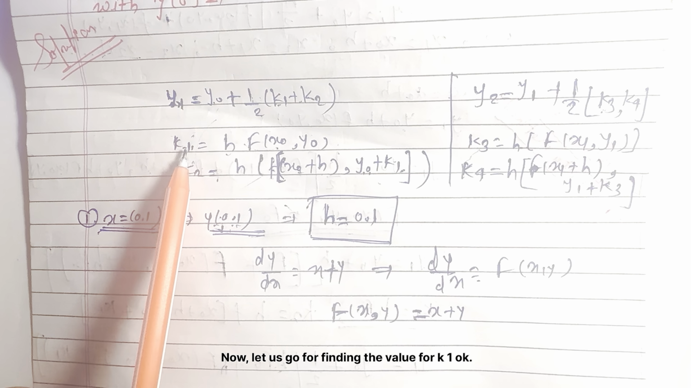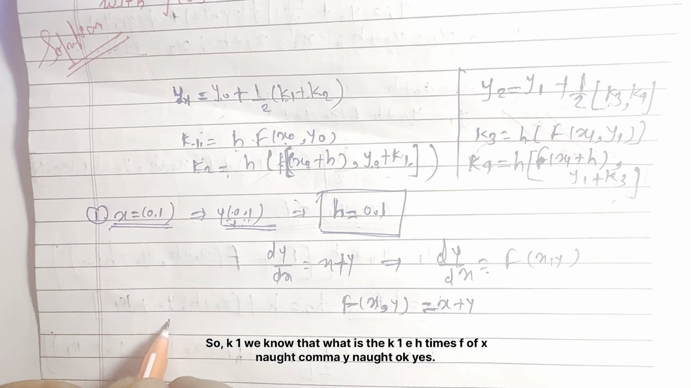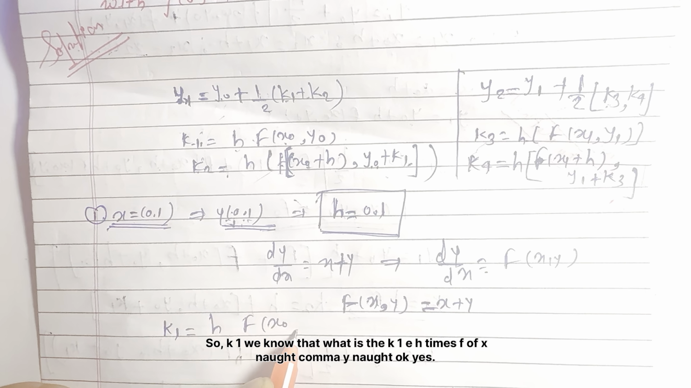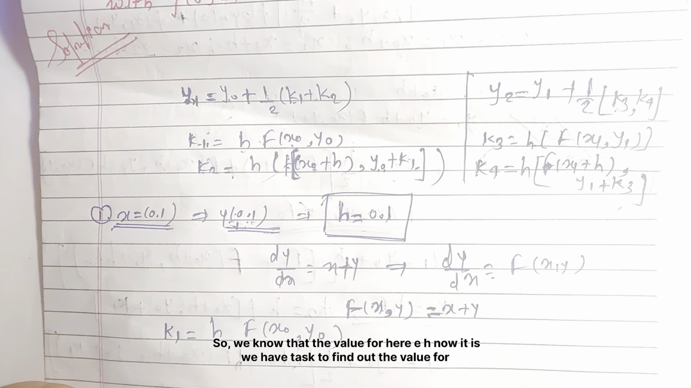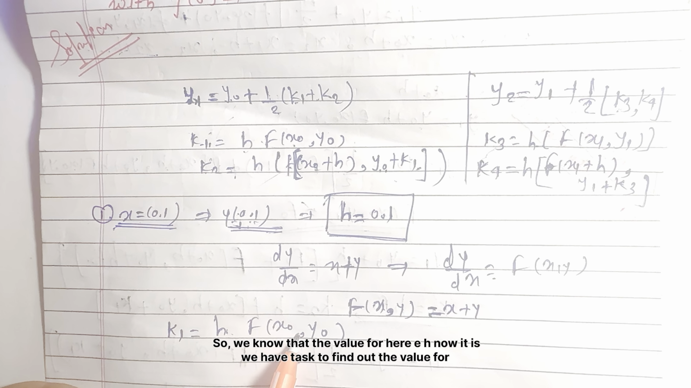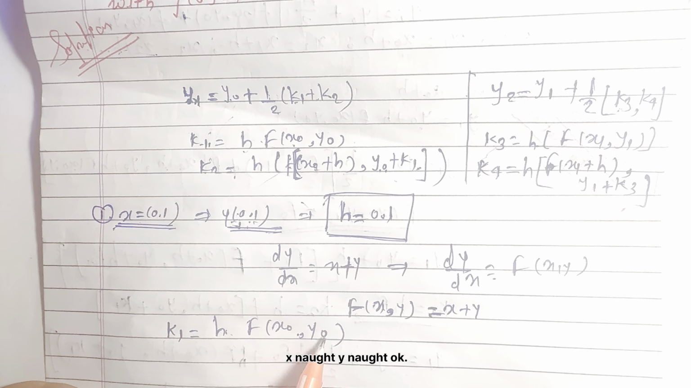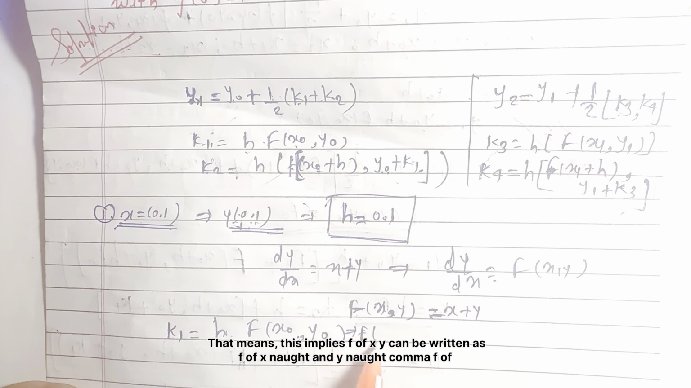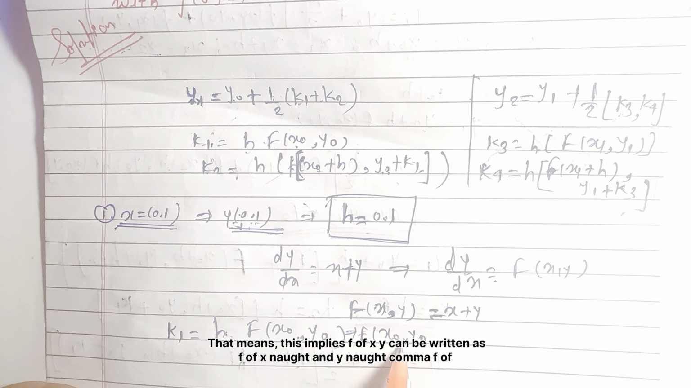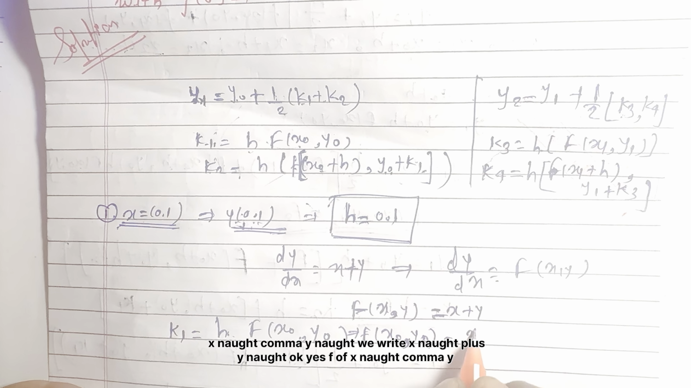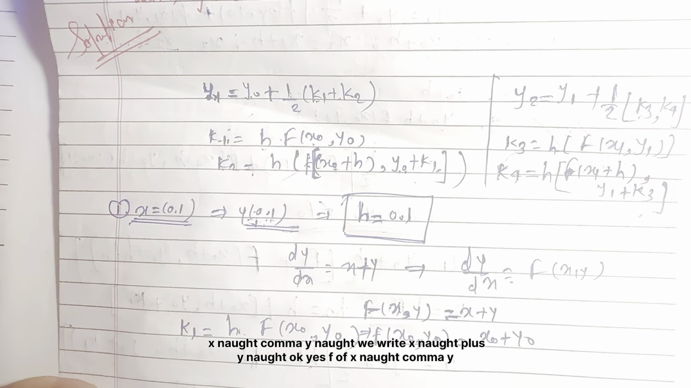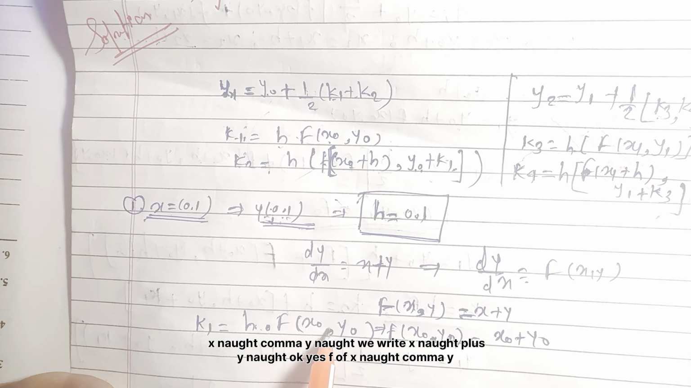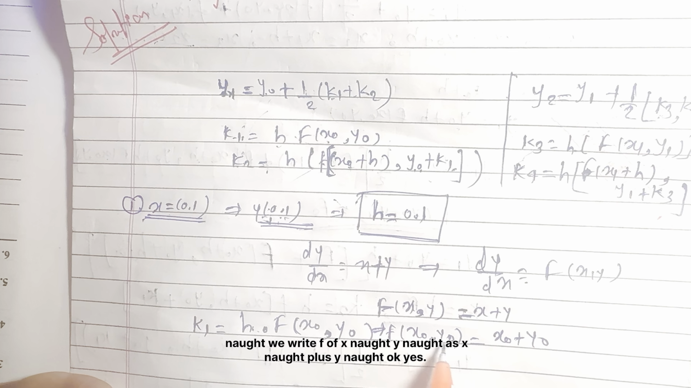Now let's go for finding the value for k1. We know that k1 is h times f of x naught comma y naught. We know the value for h, now the task is to find the value for x naught, y naught. This implies f of x naught comma y naught is x naught plus y naught.